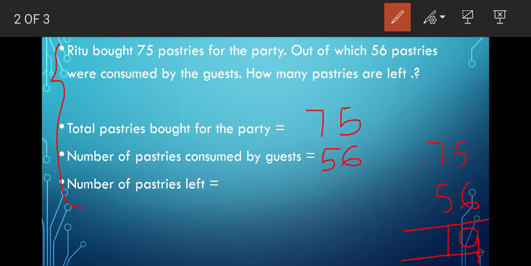So the number of pastries left will be how many, children? It will be 19. So 19 pastries are left. Total pastries bought by Ritu is 75, number of pastries consumed by the guests is 56, and number of pastries left is 19. Alright?